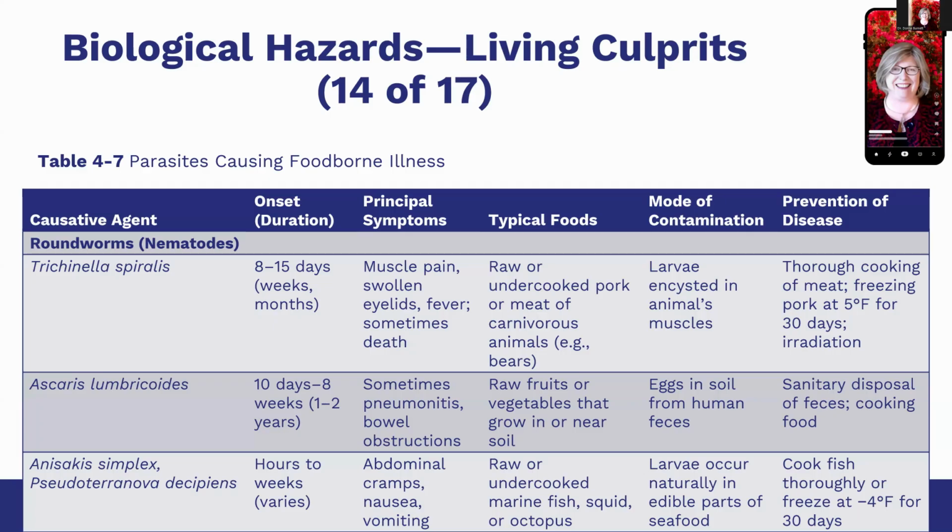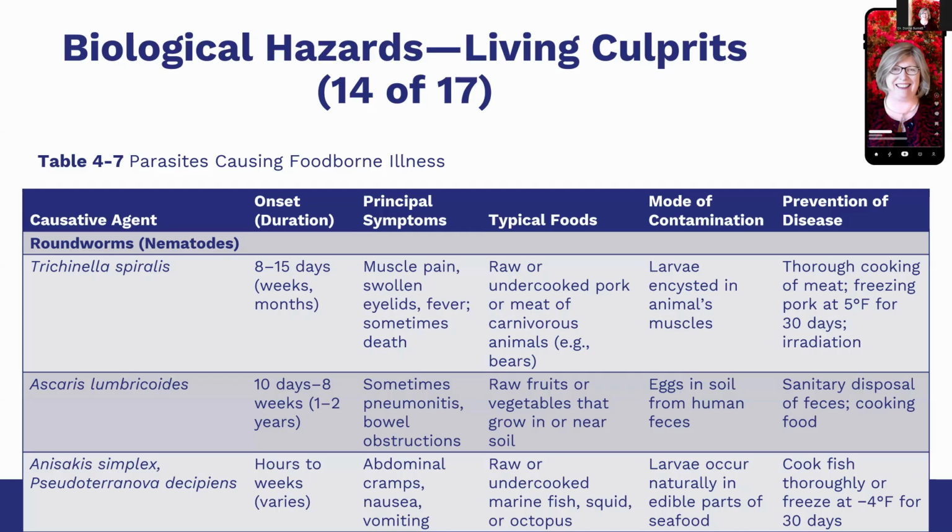So here you have mode of transmission: larvae encysted in animals' muscles, eggs in soil from human feces, and larvae that occur naturally in edible parts of seafood for the roundworms on this Table 4-7. The onset can be 8 days to 15 days, 10 days to 8 weeks, hours to weeks. Principal symptoms also differ. You have muscle pain, swollen eyelids, fever, sometimes death, sometimes pneumonitis, bowel obstructions, because again, these are roundworms that are growing in the intestinal tract.